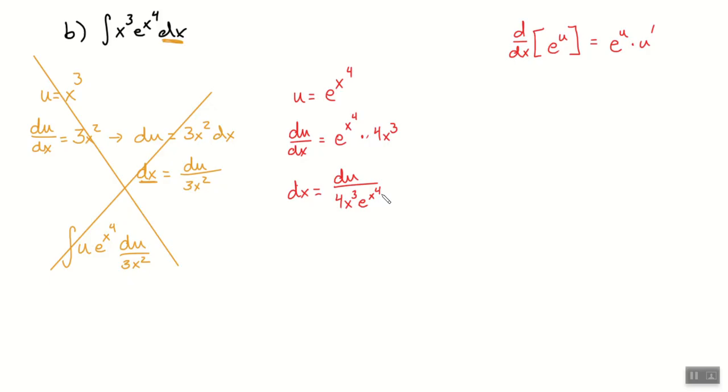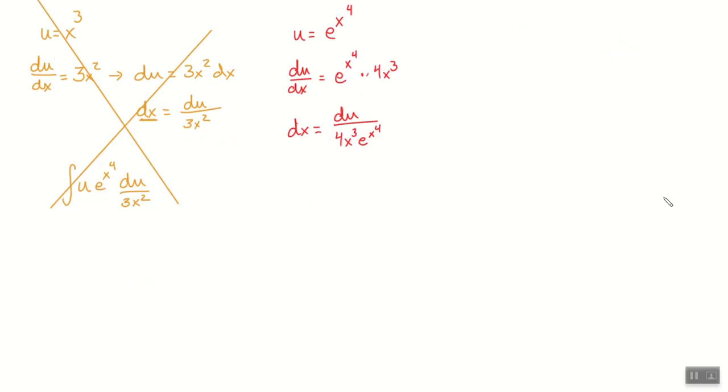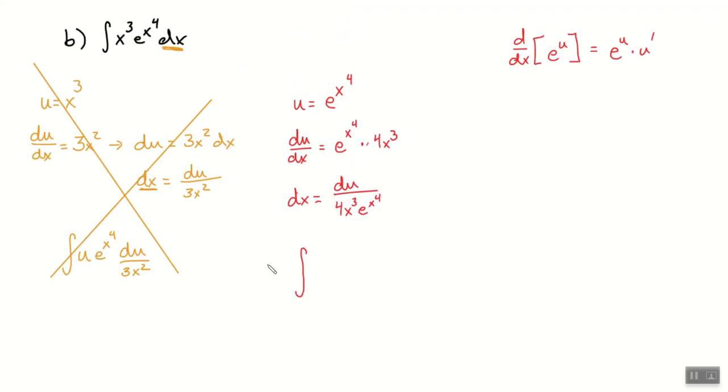Okay, is this integral going to work? Well, let's check. I like that you're confident and that you answered. 1/12 is not bad. Let's try it. The integral of, well, let's check. x cubed is still there, but instead of e to the x to the fourth, what do we write? u. And then instead of dx, what do we write? du over 4x cubed e to the x to the fourth.